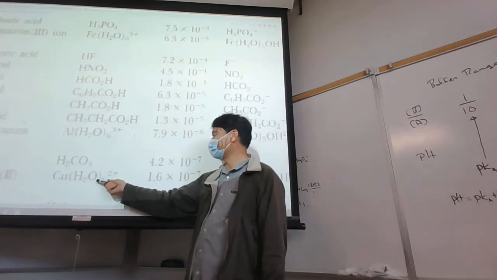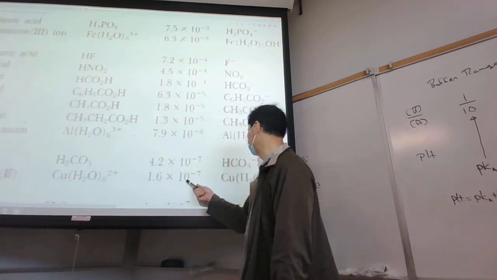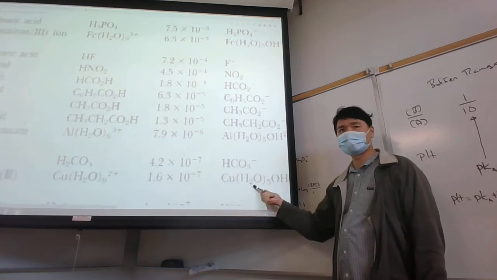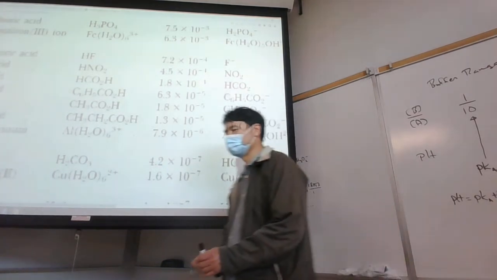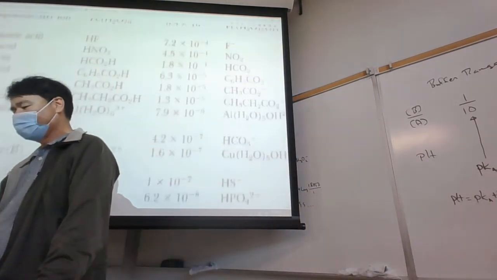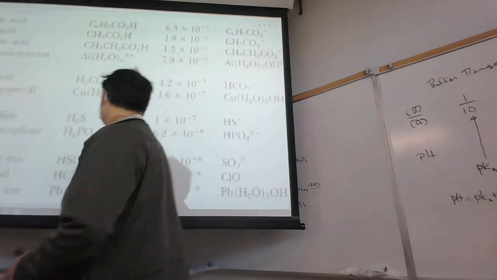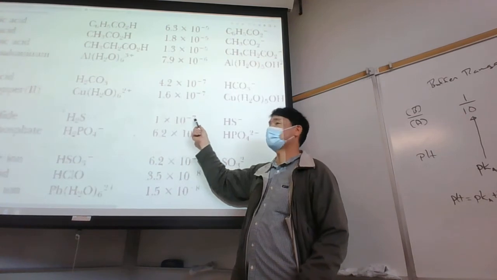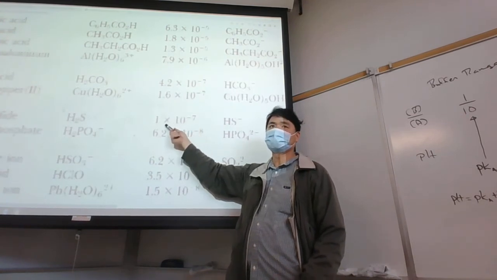This one, the hexaaqua complex of copper 2, yeah, but this is difficult because this hydroxyl complex, we can't buy this stuff. We have to make it. So that's not so good. Oh, this is perfect. Look at this. This has a pKa of exactly 7 to 1 sig fig.